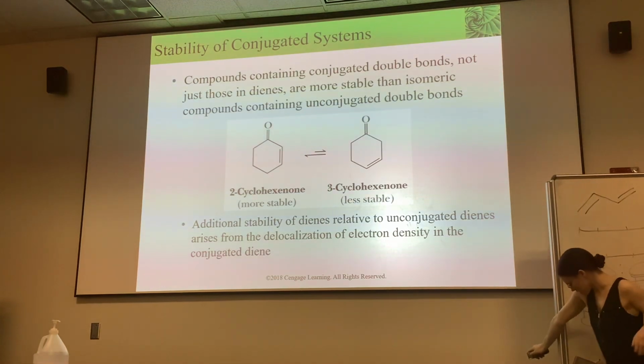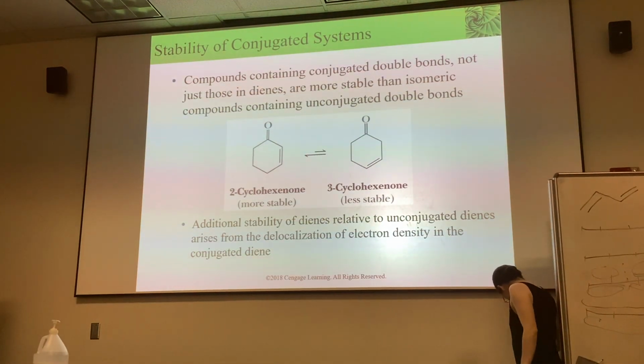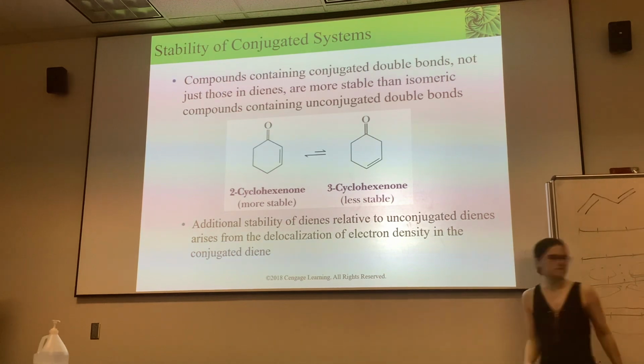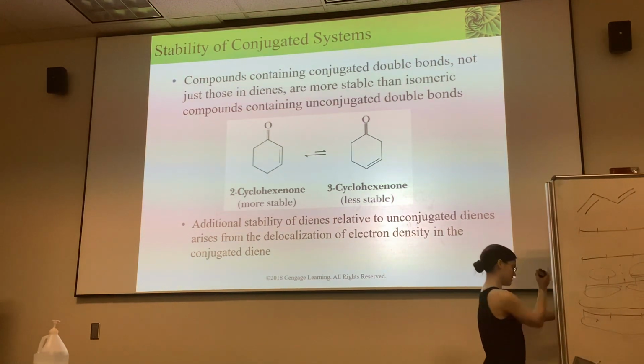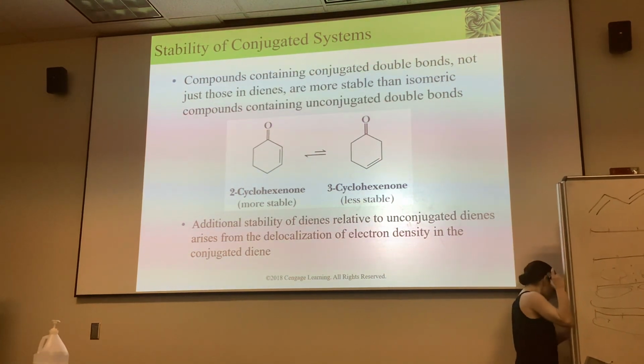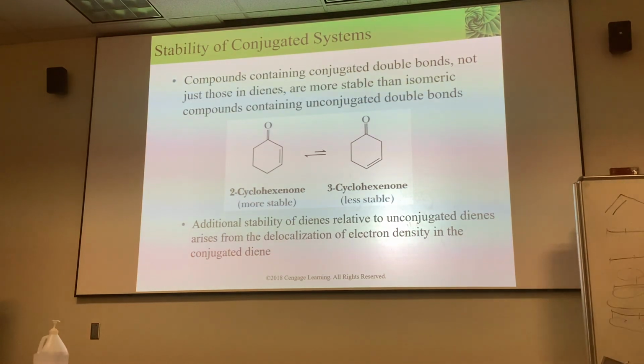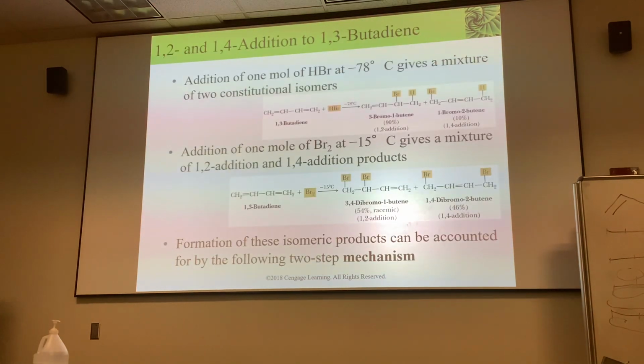Okay. Sorry, I just started using terms that, because I don't teach first semester, I forget which things you guys have heard before. There we go. So there's additional stability to dienes when we've got them conjugated versus when we don't. Fine, let's do this reaction.